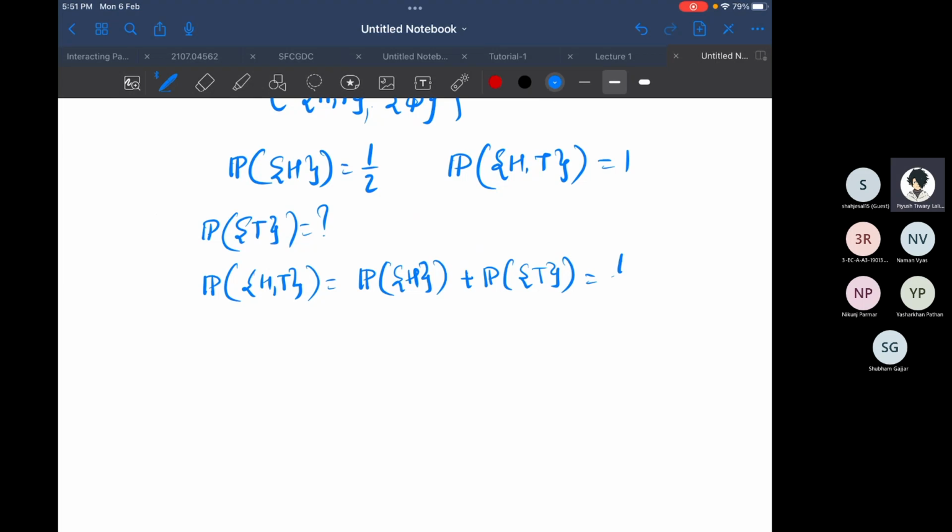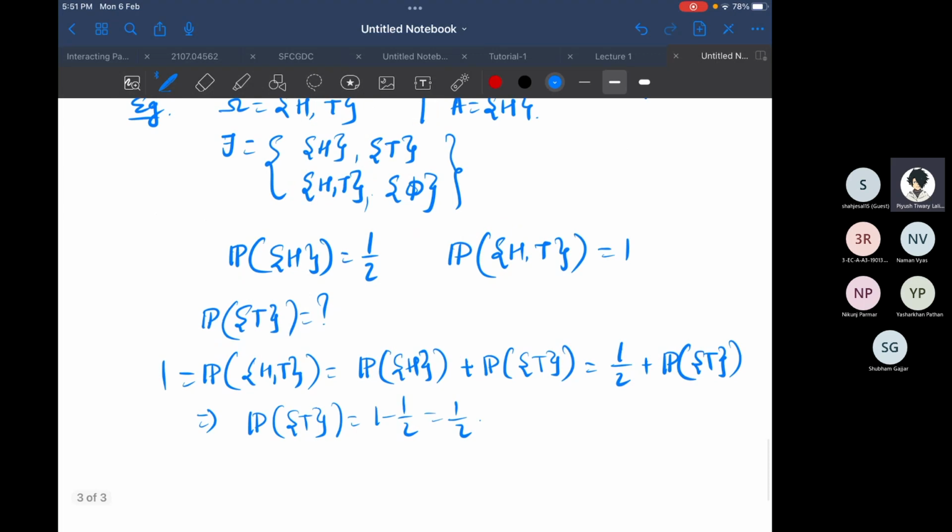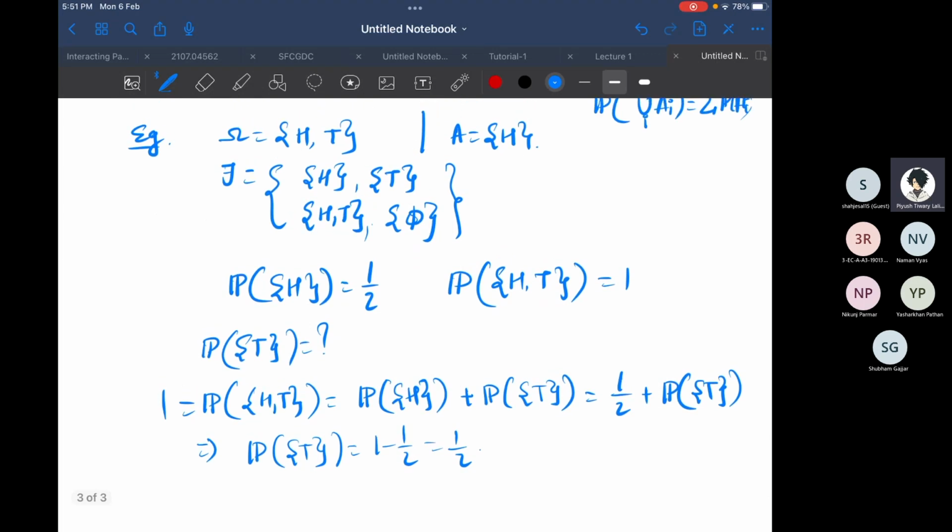One of them I know is a half, and I have to calculate the probability of the other, and I know the total is one. So the probability of tails would be just 1 minus 1 by 2, which is 1 by 2. It's a simple thing. Actually, it is a trivial thing, but just to give you a simple example, this sigma field and probability measure, these big terms, are nothing new.